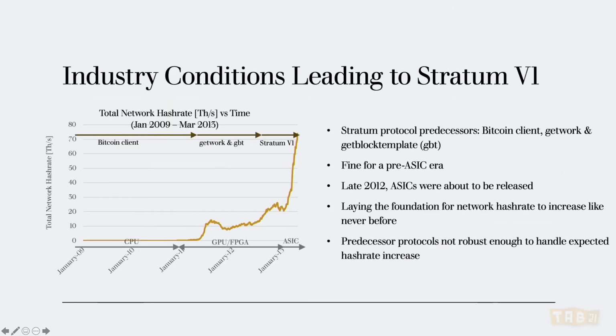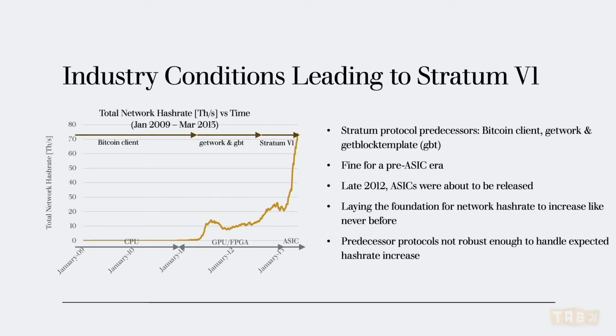So how did Stratum V1 come about? Its predecessors, GetWork and GetBlockTemplate, were fine for a pre-ASIC era, but by late 2012, it was apparent that ASICs were going to be released, and they were going to lay the foundation for a new network hash rate that was going to be higher than ever before. So on this chart, we see the hash rate spike when ASICs came online in early 2013, and right at that time, the community switched to Stratum V1.